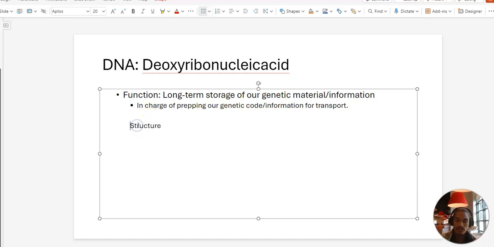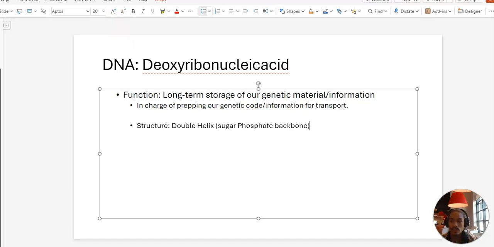Let's go over here. Structure of that. So the structure of DNA: it is a double helix. If you guys don't know what it looks like, I'll draw it right now. I'll write this down. Double helix, which is a sugar phosphate backbone.